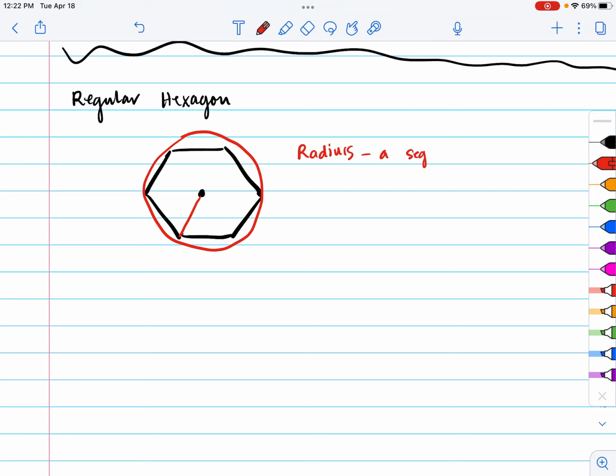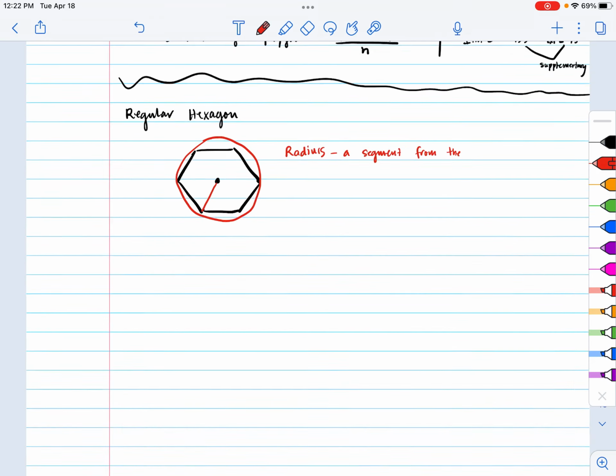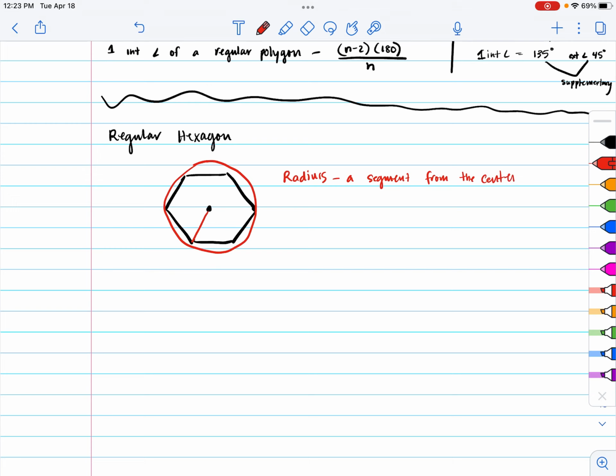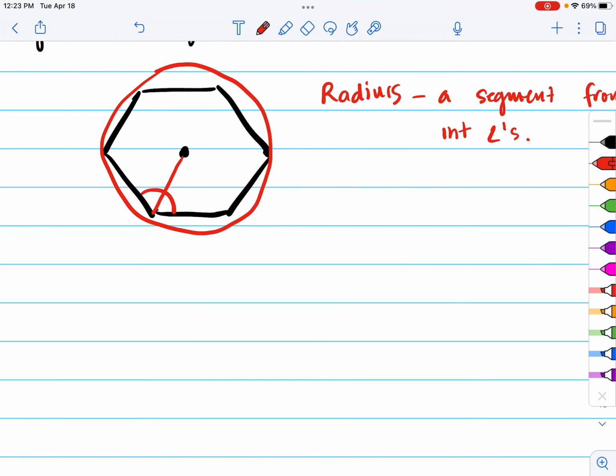is a segment from the center that bisects the interior angles. Okay, so if you really think about it, it takes this angle. Let's say we could calculate that angle in a little bit. We will, but it's going to bisect that particular angle. More importantly, it connects to these turning points or these corners.